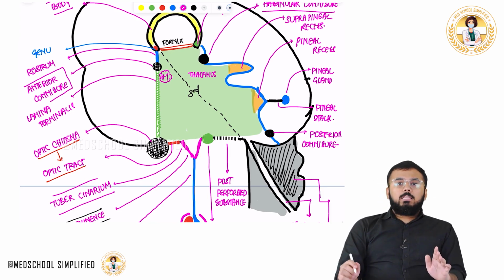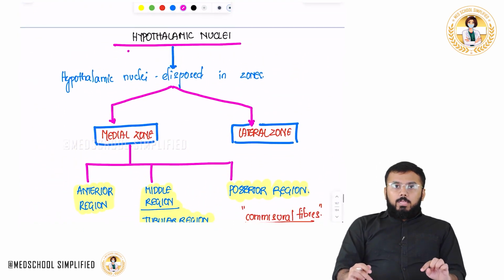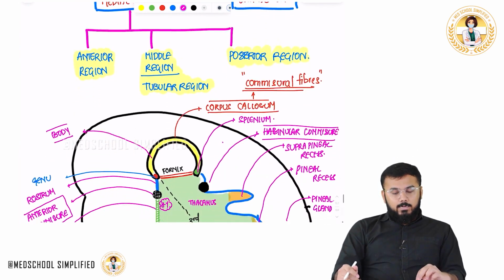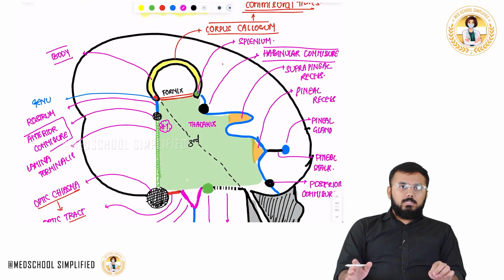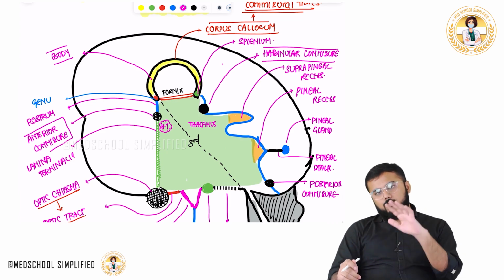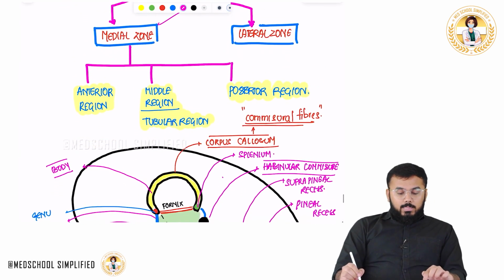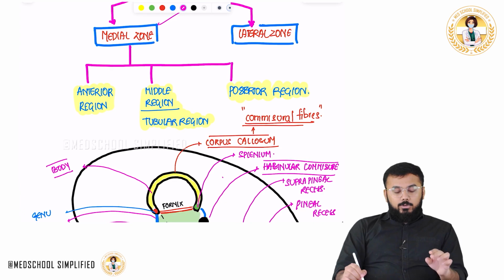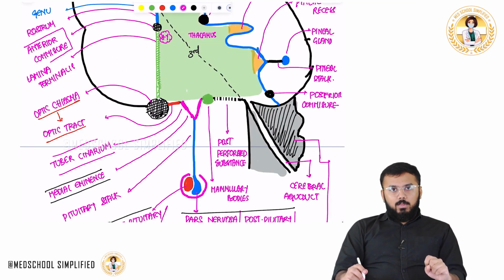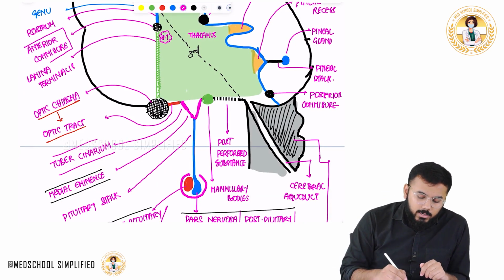Now, where are the hypothalamic nuclei? Our topic of discussion is hypothalamic nuclei. In the hypothalamic nuclei, we discuss two important zones, medial and lateral zone. Tell me which surface this is, lateral or medial? This entire picture is a medial surface. So now we are discussing the medial zone. In the medial zone, we divide it into anterior, middle as well as posterior components within this hypothalamus.